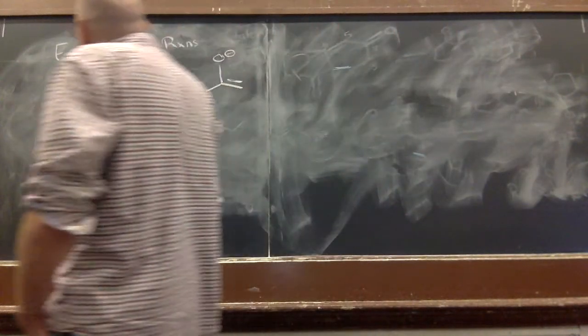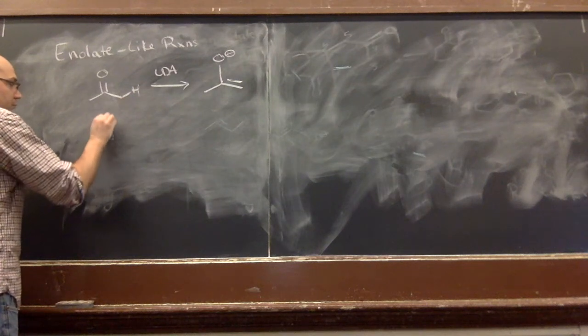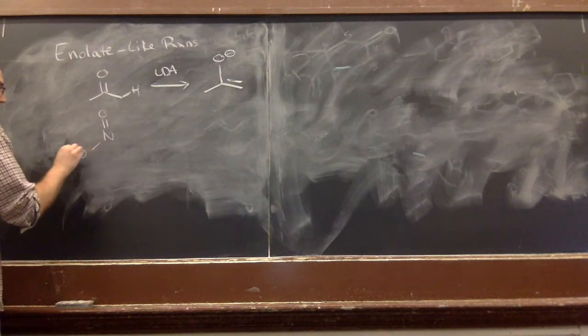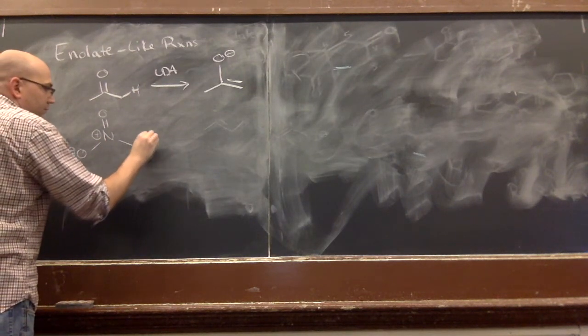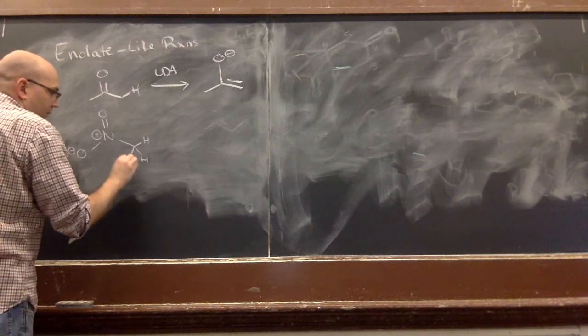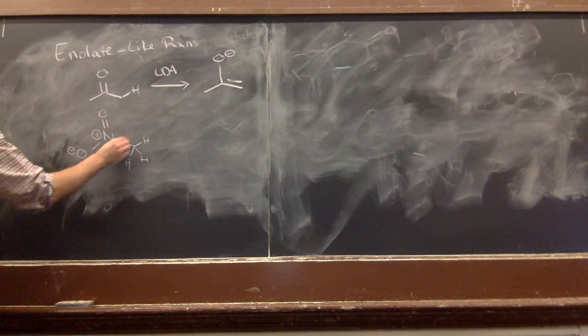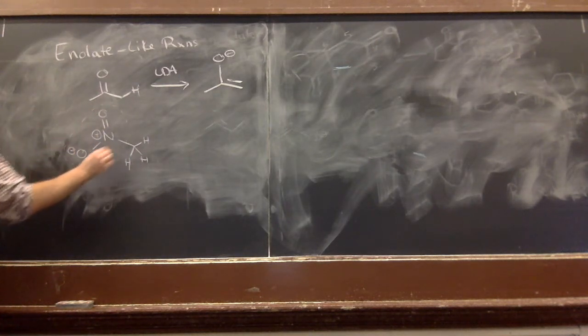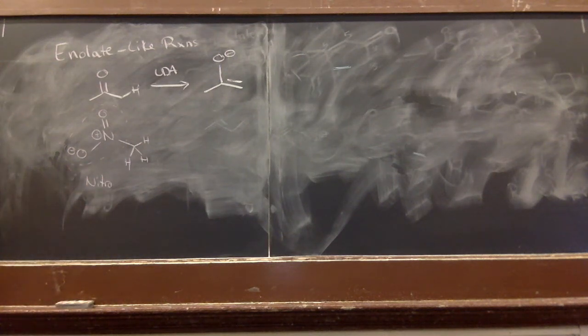So much like a ketone, one other carbon-based nucleophile might be something like this. You guys recognize what that structure is? You guys seen that before? What is this called here? Nitro. This is nitromethane.